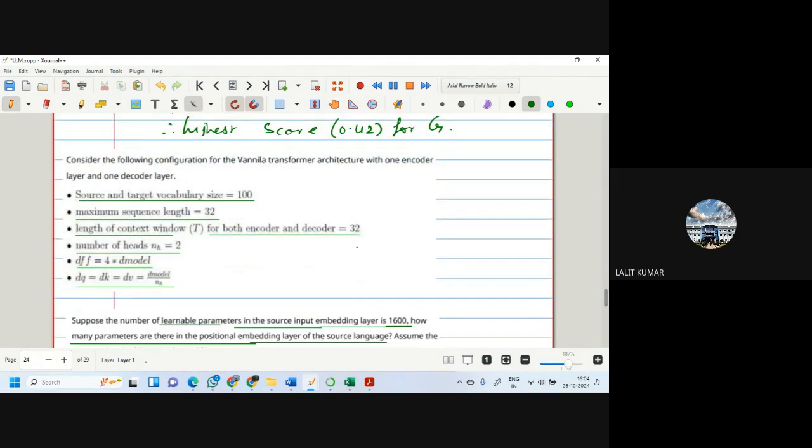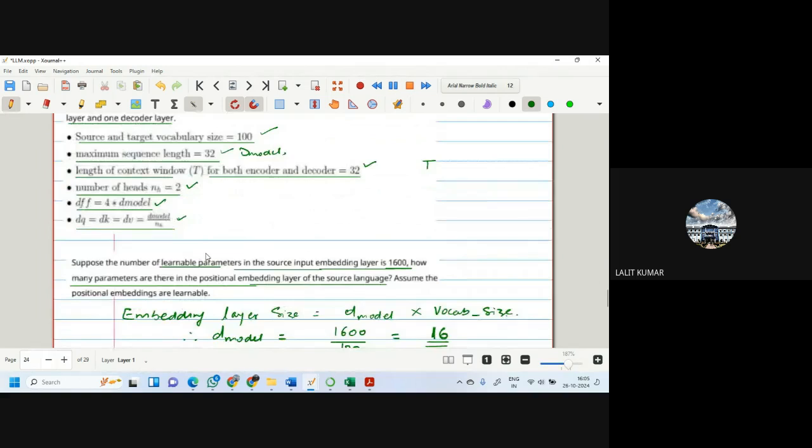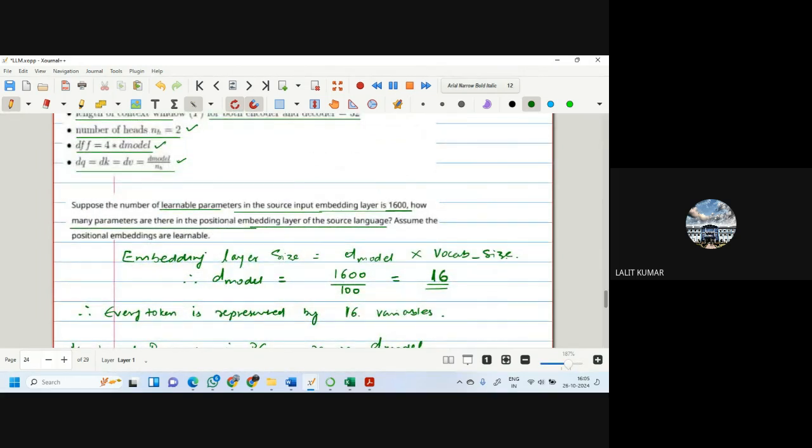Consider the following configuration for the vanilla transformer architecture with one encoder and one decoder layer. Source and target vocab size is 100. Maximum sequence length is 32. Length of context window T for both encoder and decoder is 32. This is T, the sequence length, and then D model. Number of heads is equal to 2. DFF is 4 into D model. DQ is equal to DK is equal to DV, which is D model divided by the number of heads. Suppose the number of learnable parameters in the source input embedding layer is 1600.